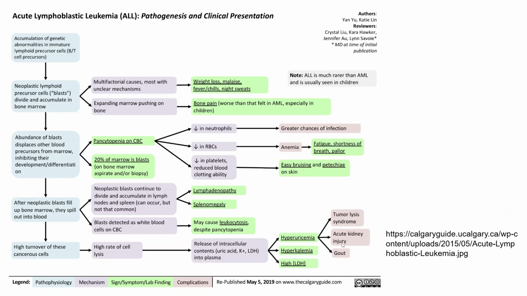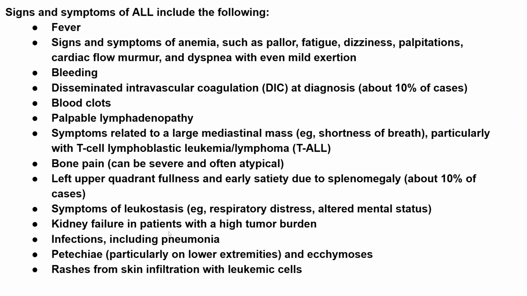We will come to that. Kidney injury could occur. A gout-like clinical presentation also could occur. There will be hyperkalemia, the potassium level will be raised, and LDH also tends to be raised. That would be the total course of the disease of acute lymphoblastic leukemia.